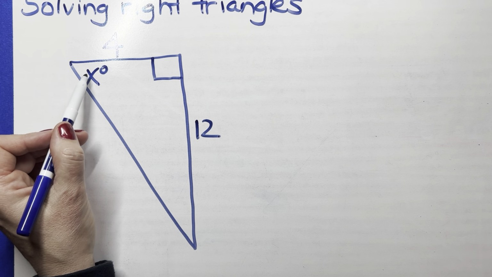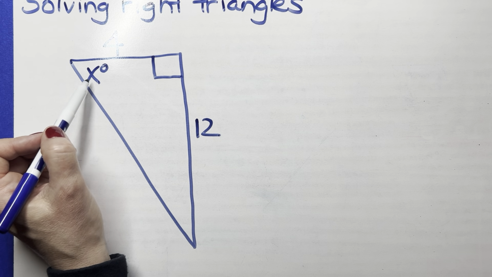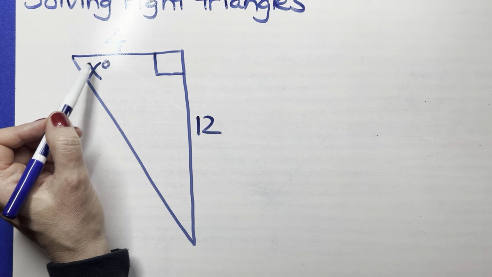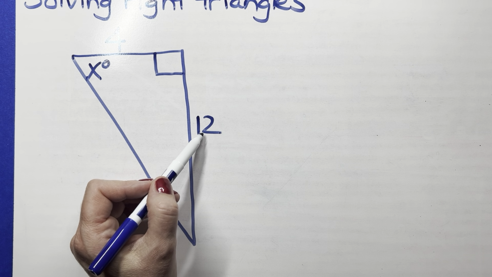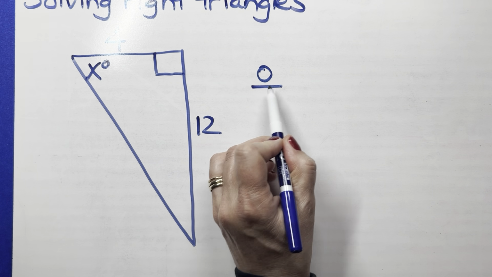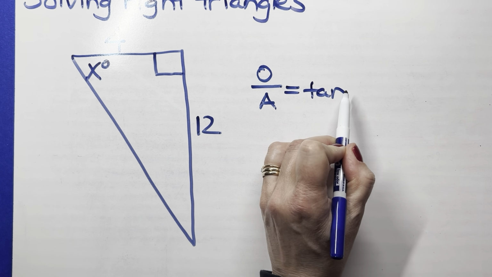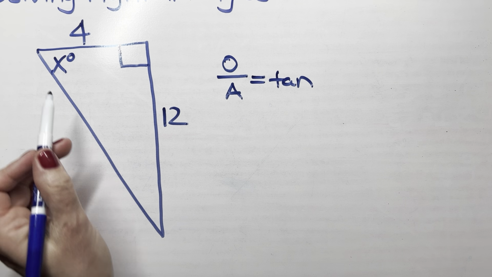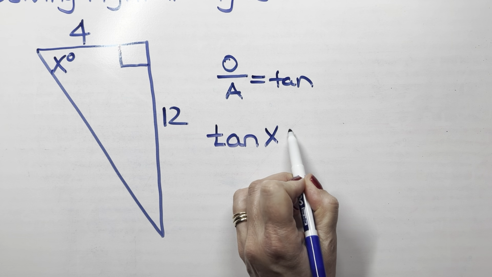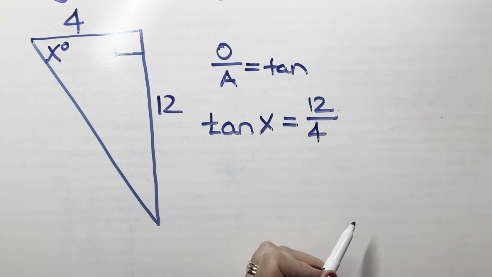From the perspective of my angle x, I'm going to figure out what these sides represent. The 4 is right next to my angle, so that's going to be my adjacent, and the 12 is across from my angle. That's the opposite. Opposite over adjacent is my tangent function. So I'm going to write out that I want to find the tangent of x, and I know that its ratio is 12 over 4.